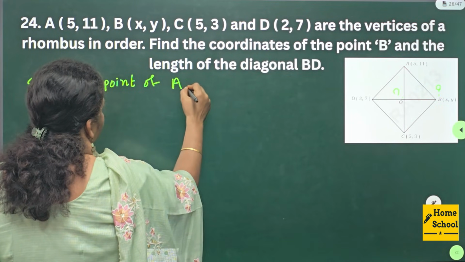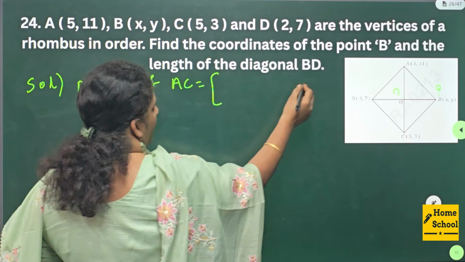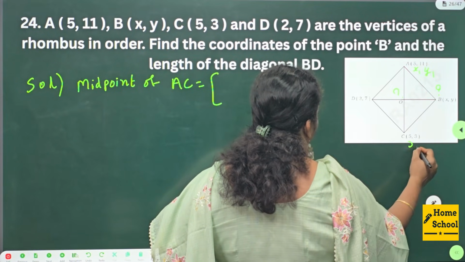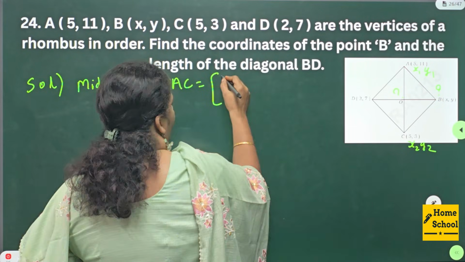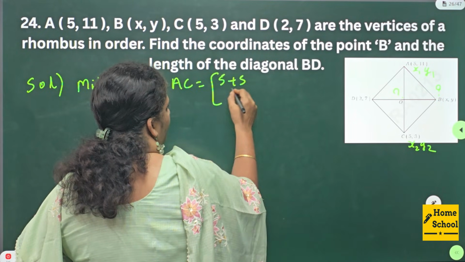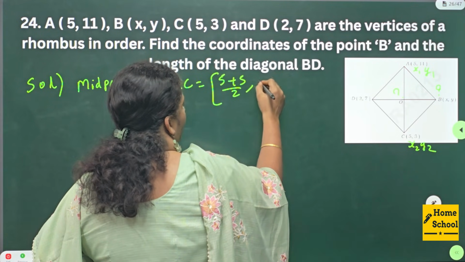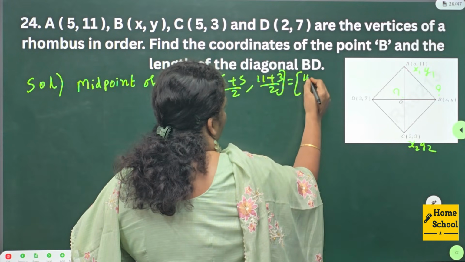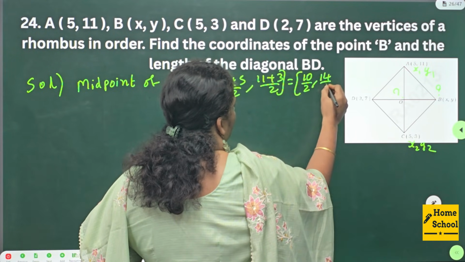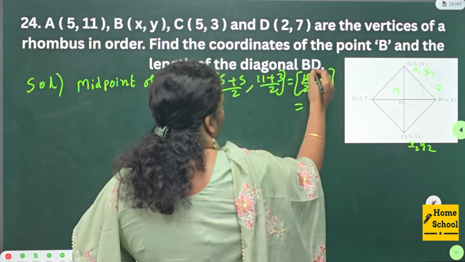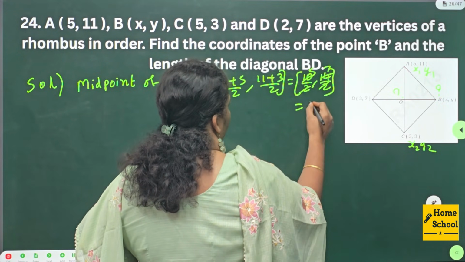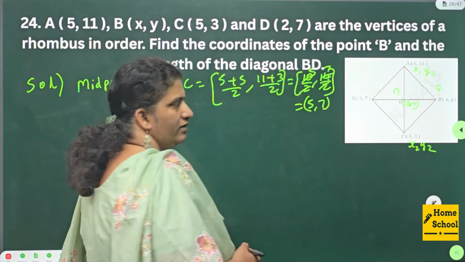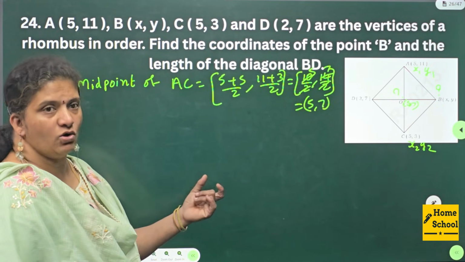of AC, that is A coordinate. Let me take it directly, I am doing this problem: x1, y1, x2, y2. (x1 plus x2) by 2, that is 5 plus 5 by 2, comma, (y1 plus y2) by 2, 11 plus 3 by 2. 5 plus 5 is 10 by 2, comma, 11 plus 3 is 14 by 2. 2 5s are 10, 2 7s are 14. (5, 7) is the O coordinate. Right? (5, 7) is the O coordinate.